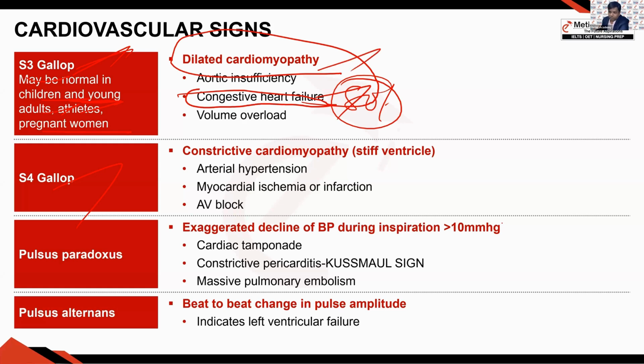Very rare. But S4 gallop is seen in cardiomyopathy conditions, hypertrophic, constrictive cardiomyopathy, or restrictive, sorry. Stiff ventricle, you have types of cardiomyopathy which we have studied. Okay, dilated, restrictive, and the stiffness. Stiff ventricle is constrictive cardiomyopathy. That is also poor prognosis where we have seen S3 gallop or normal. What is pulsus paradoxus?